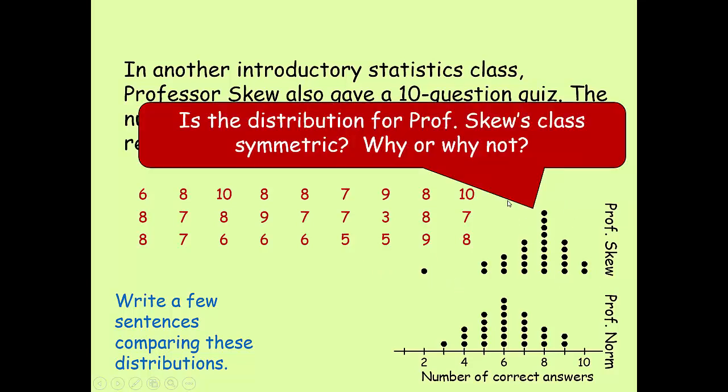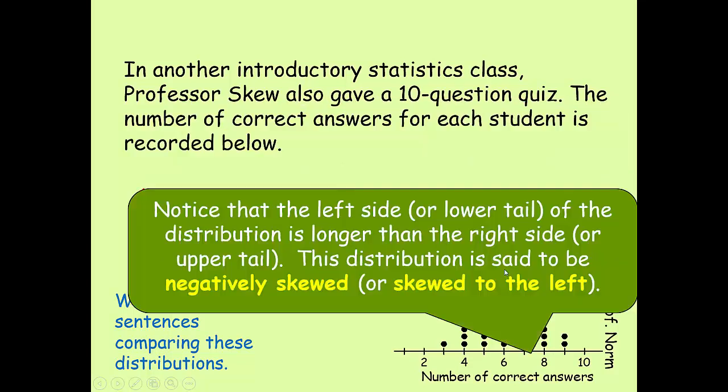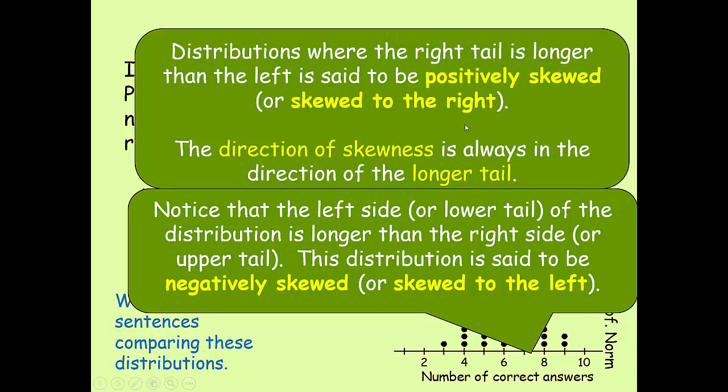Is this distribution symmetric? Doesn't look like it, huh? It looks like it has a lot more data to the left. Notice that the left side, or lower tail, of the distribution is longer than the right side. So this is what it means to be negatively skewed, or skewed to the left.